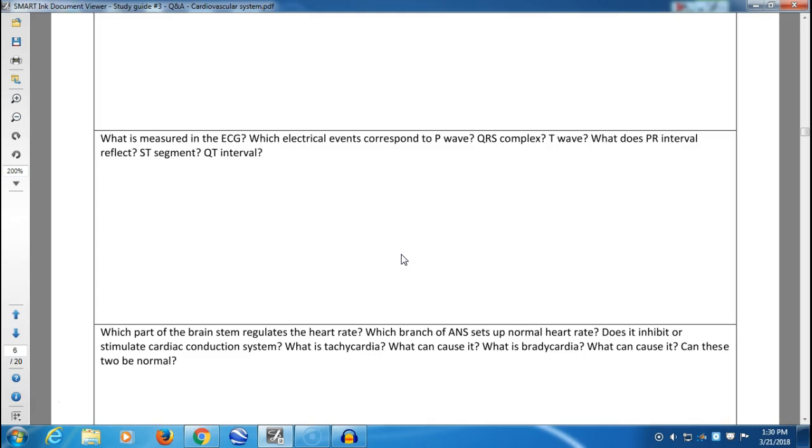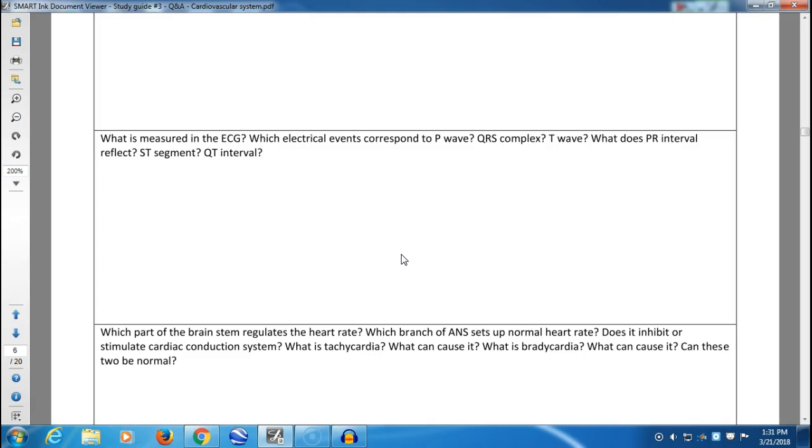ST segment. Ventricle is depolarized. QT segment. Say it one more time. It's from the start of ventricular depolarization to the end of ventricular repolarization. Okay.